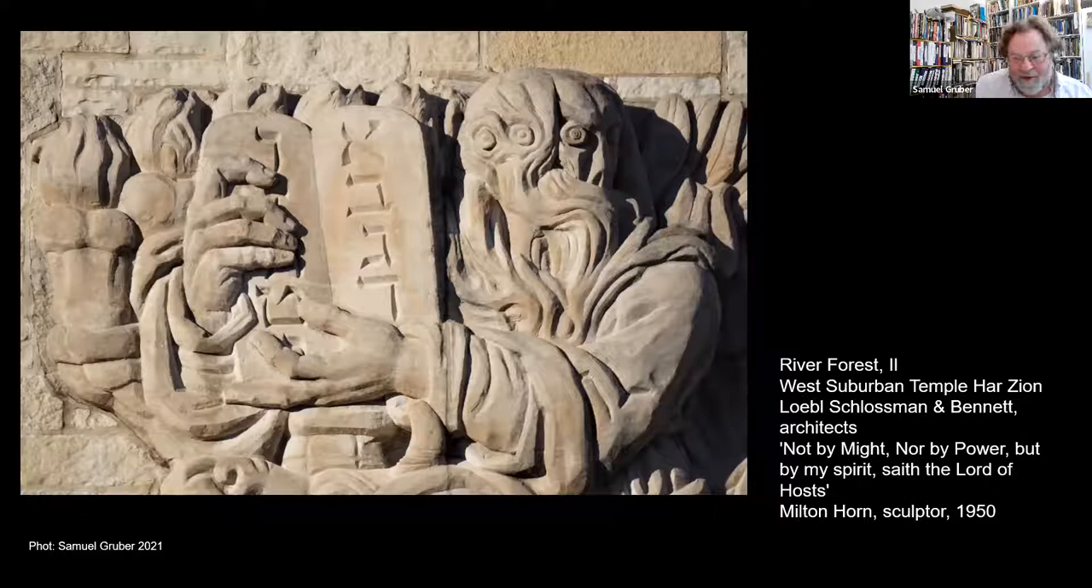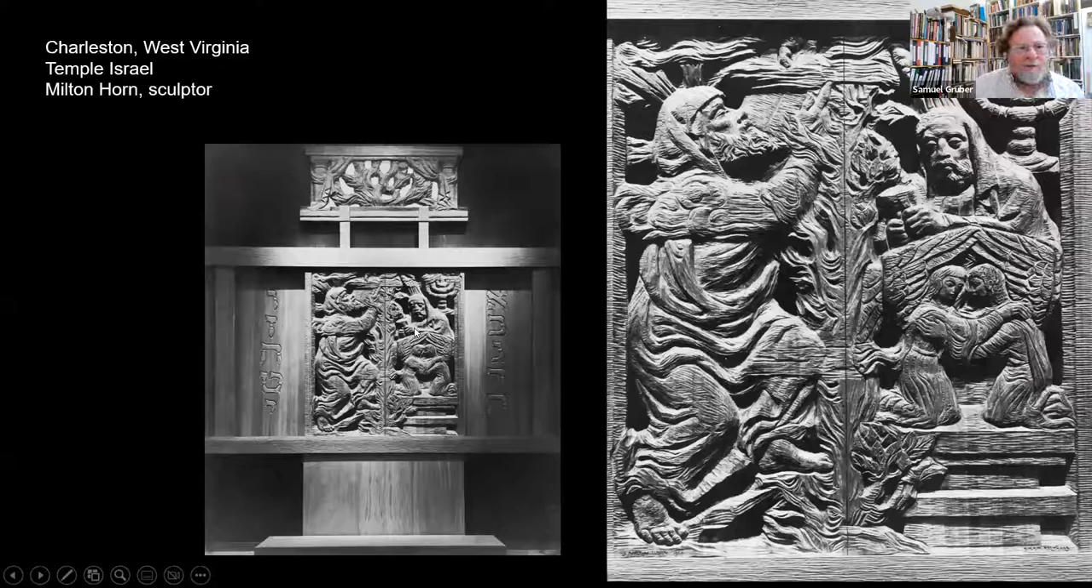The sculptor was Milton Horn, who was an immigrant, like many of the Jewish sculptors of his generation. He came as a child, and he created works in several other synagogues too. This is in Charleston, West Virginia, Temple Israel, and it's actually the Ark. So here we see the figures moving from the outside of the synagogue, which was shocking enough to many people, but then here we see it moving inside onto the Ark, which also was somewhat shocking to more traditional Jews.